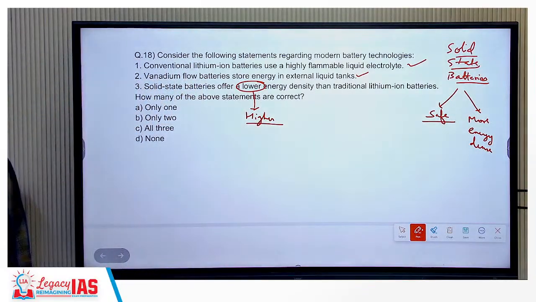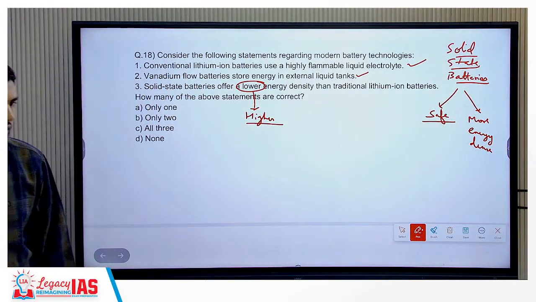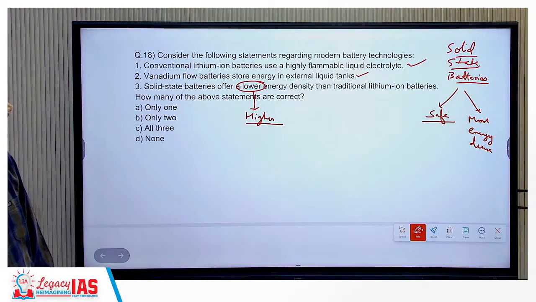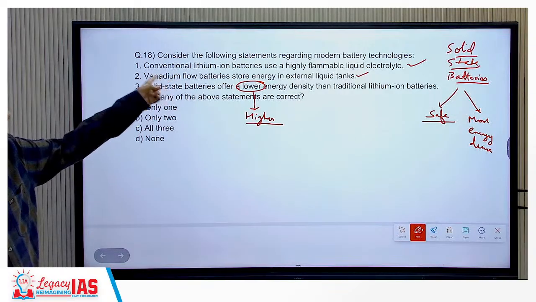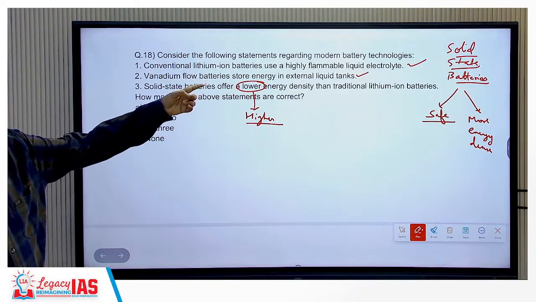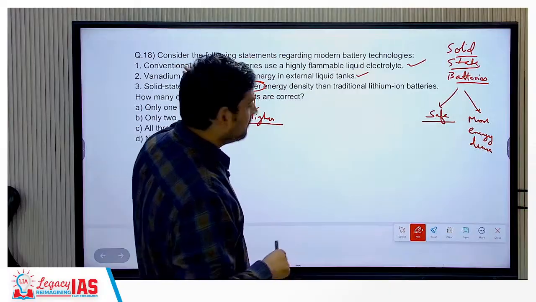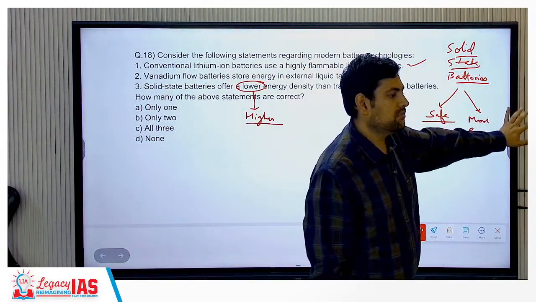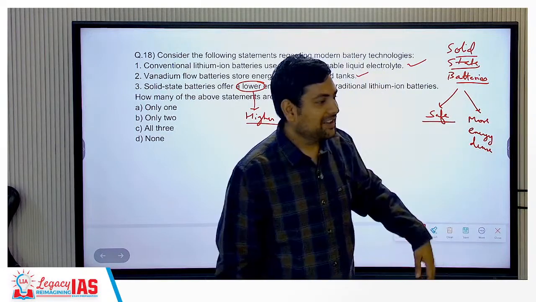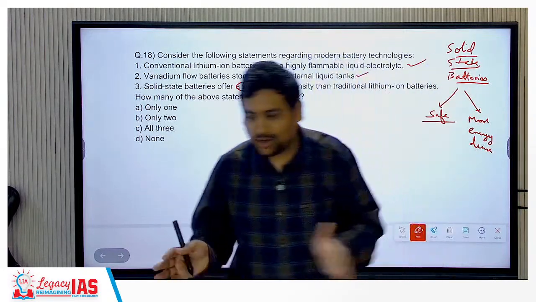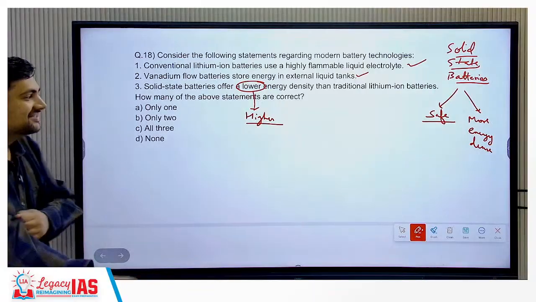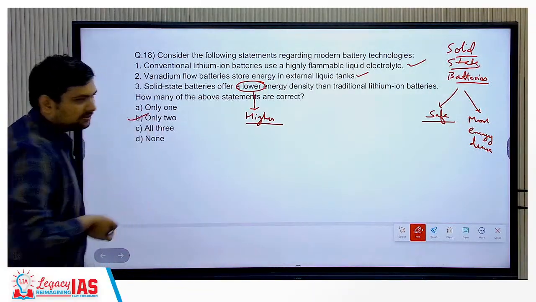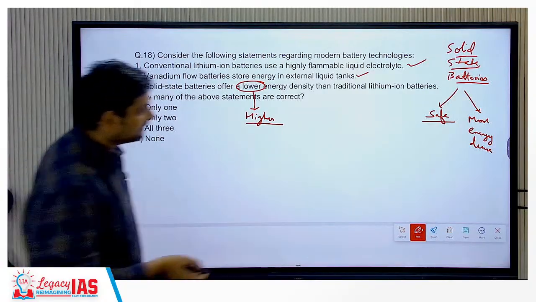So if it is highly flammable, how can it be safe? Solid states. Conventional lithium ion batteries. I am telling you why we are trying to switch from conventional lithium ion batteries to solid state lithium ion batteries. This we had read down. So we had read them separately. You have to join them. Okay. Then, so how many of them are correct? Two of them are.